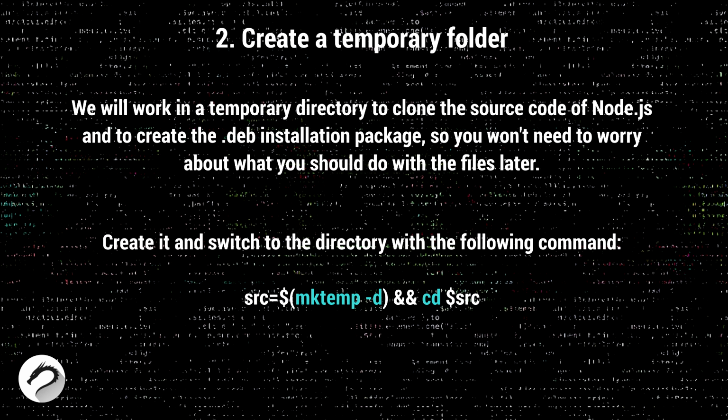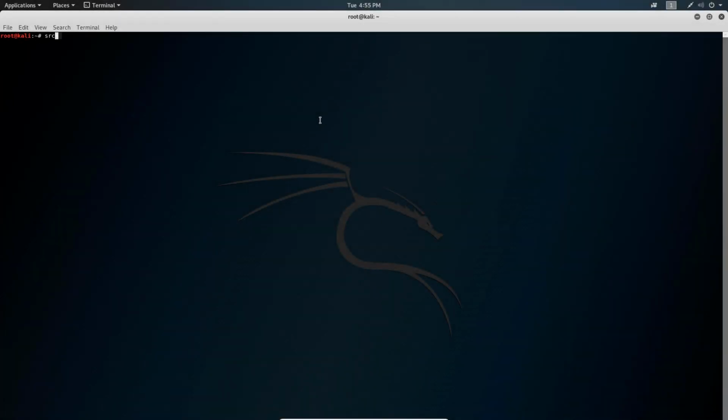Next, we will create a temporary workspace where we will clone the source code of Node.js and build the installation package. As we won't need the source code at all after the installation of the package, it should be removed later, so if you don't want to bother with it, create the temporary folder and switch to the created directory in the terminal. This command basically creates a variable that contains the name of the created directory with the mktemp command and switches to it automatically.